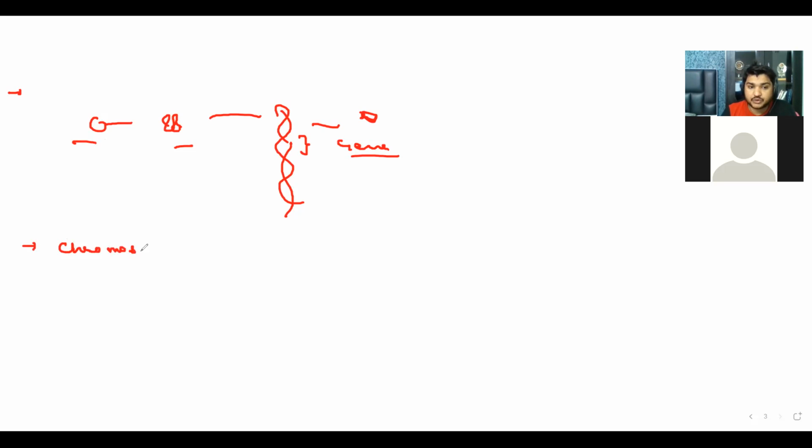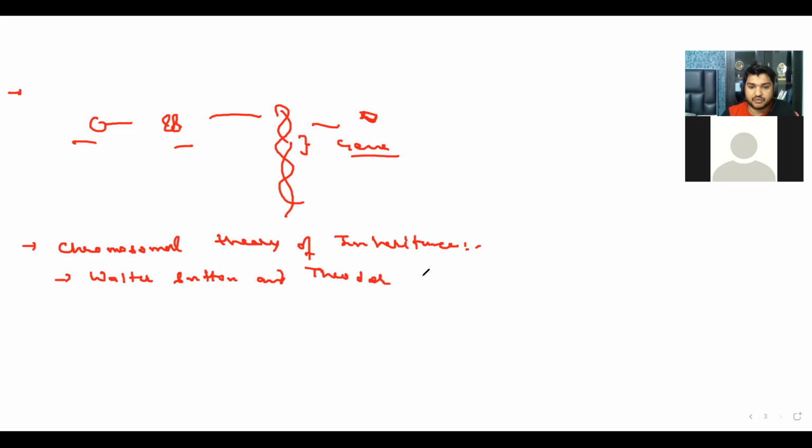This chromosomal theory of inheritance says how variations are coming, how characters are exchanging. It was given by Sutton and Boveri. The scientists' names were Walter Sutton and Theodor Boveri. Independently they gave the postulate in 1902.